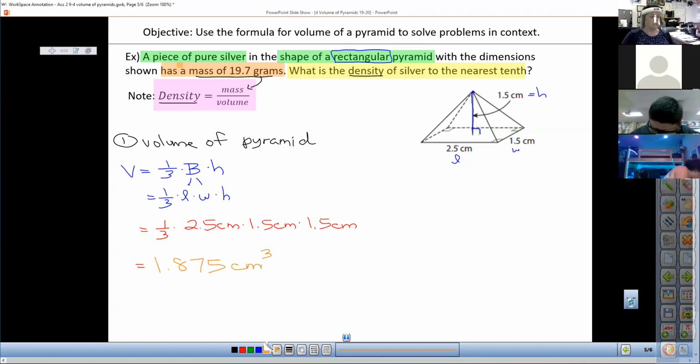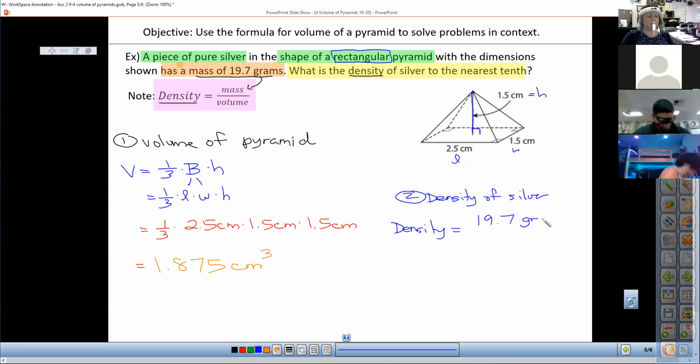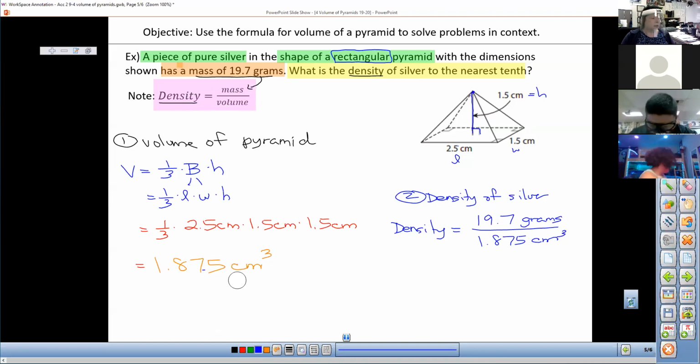centimeters cubed. All right, so now that I have my volume of the pyramid, I have the last piece of my little puzzle here. So now I can find the density of silver. So my density is the mass of this piece of silver, which is 19.7 grams, divided by my volume from part 1 of 1.875 cubic centimeters.